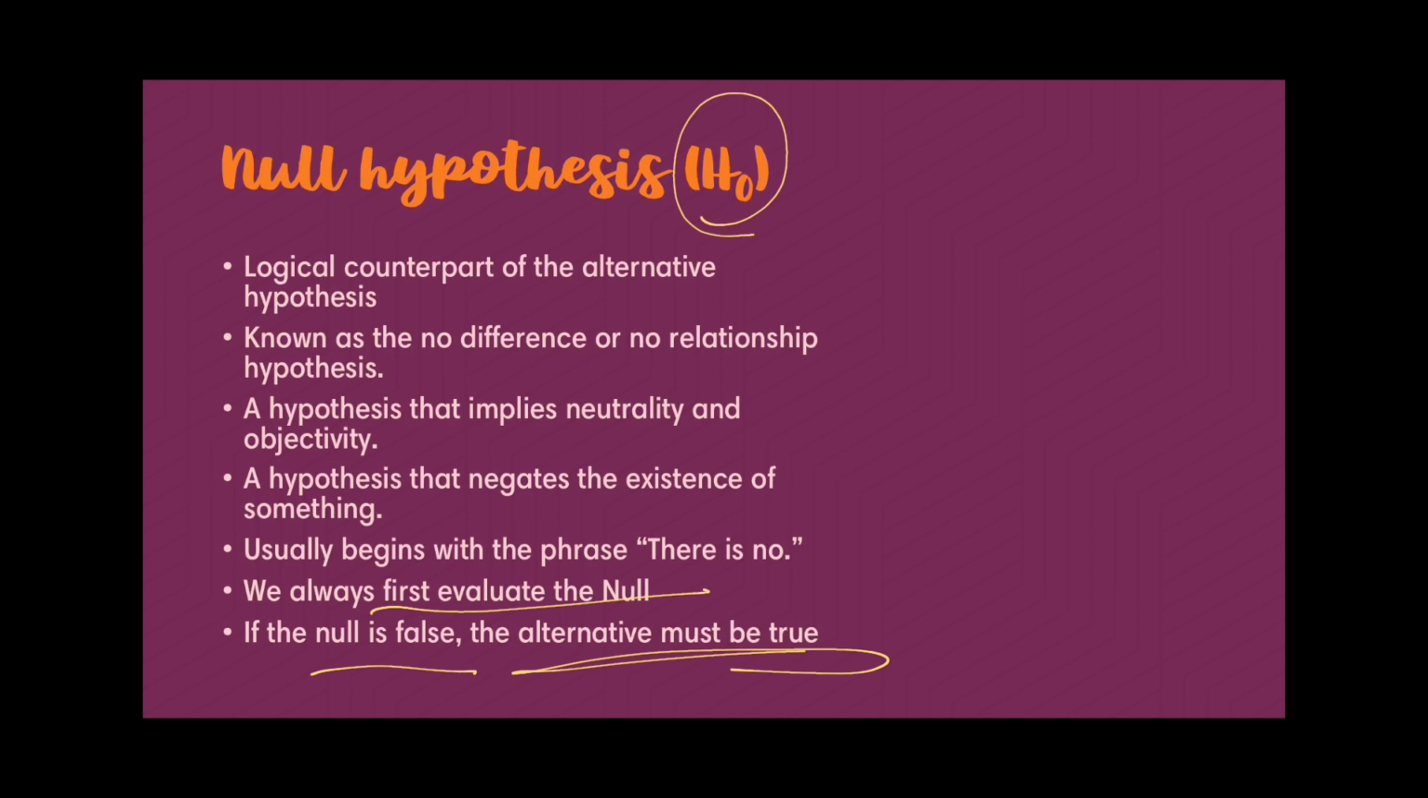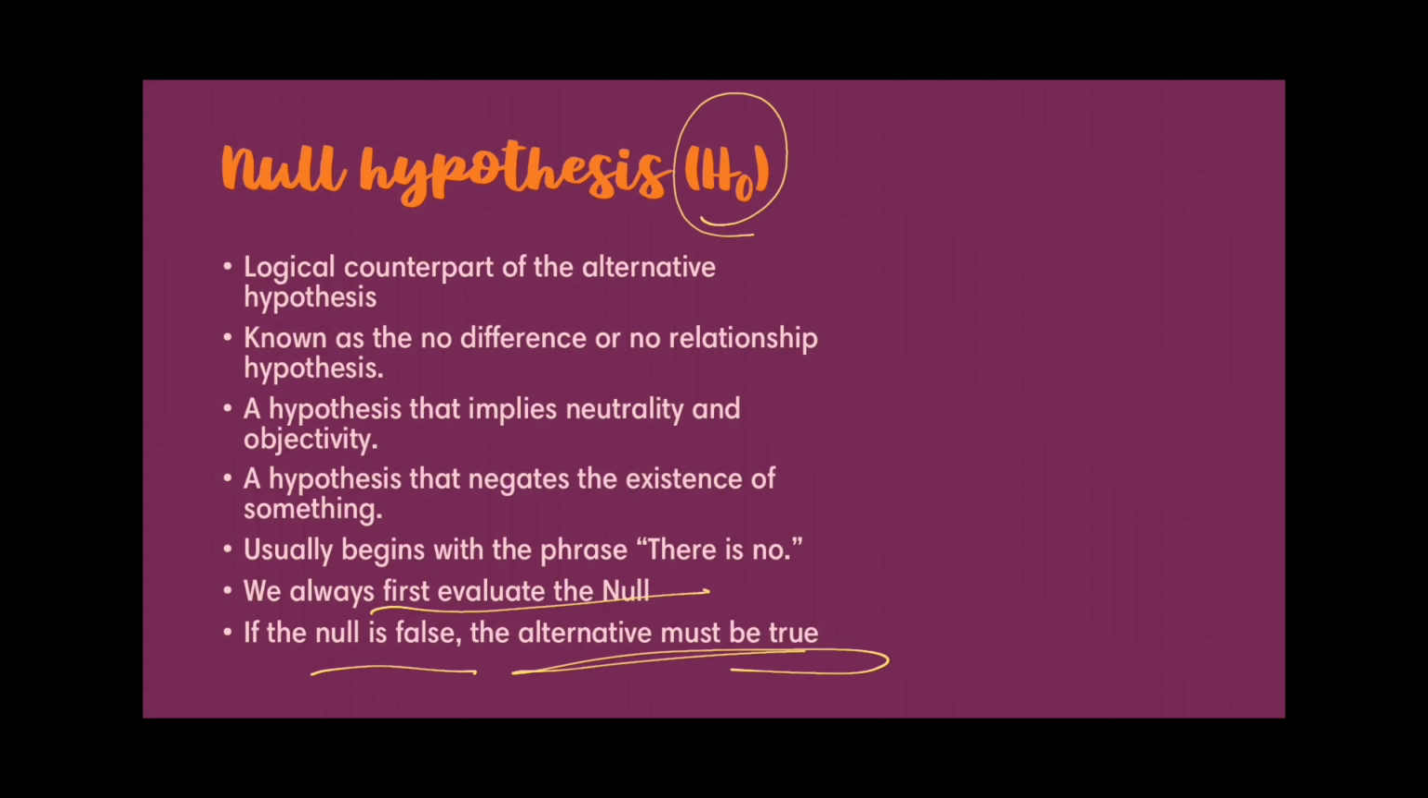So in order for us to say that variable A and variable B have a significant correlation, we have to reject the null hypothesis first. And then if we reject the null hypothesis, that's the time we test the alternative hypothesis and see whether there is a direction, or what type of direction of the relationship variable A and variable B have. So that's for your null hypothesis.